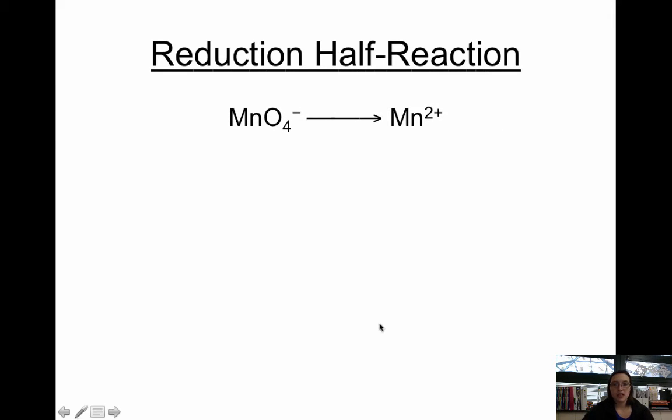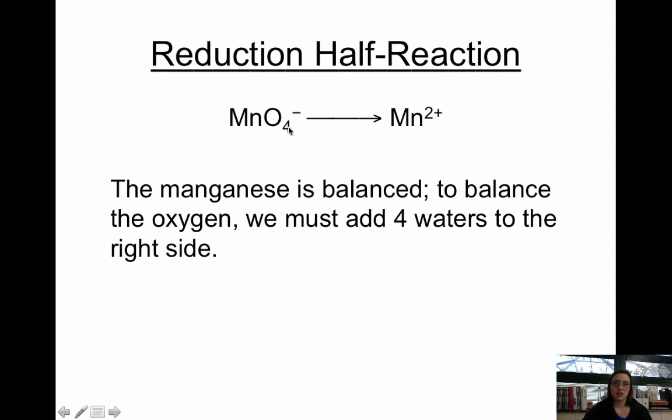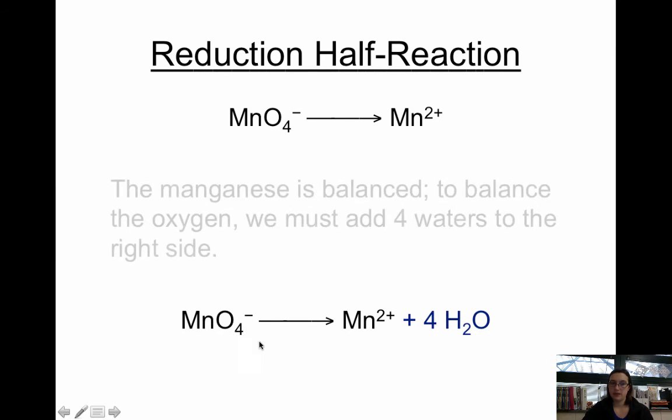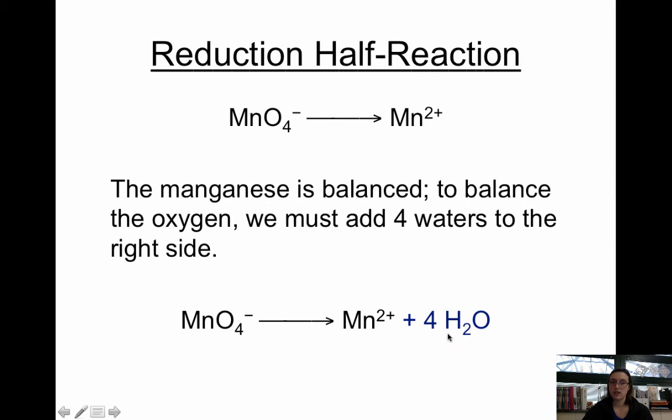Now we need to look at the reduction half reaction. We have manganese, 1 on each, so manganese is balanced. Now we need to balance the oxygens. We have 4 oxygens on the left, 0 on the right. So we have to add water to balance the oxygens. That means we need to add 4 waters to the right-hand side. Now we have 4 oxygens on the left and 4 oxygens on the right.